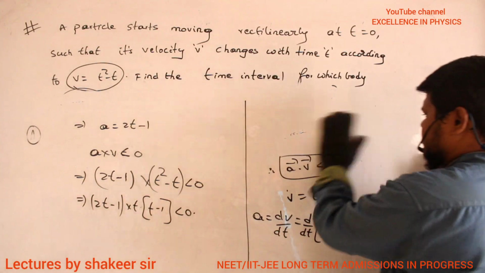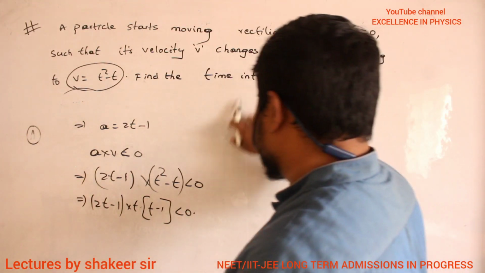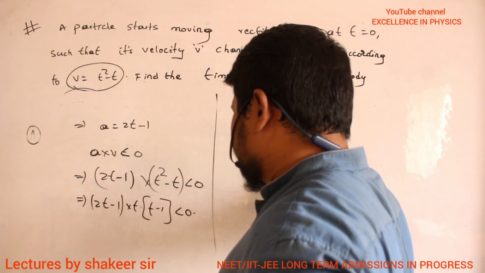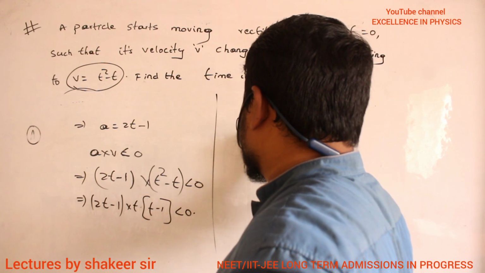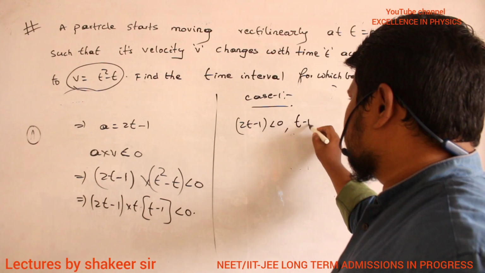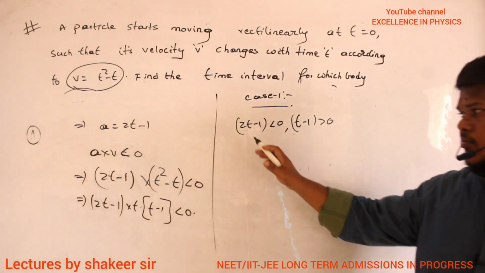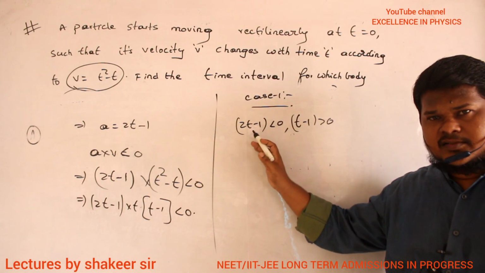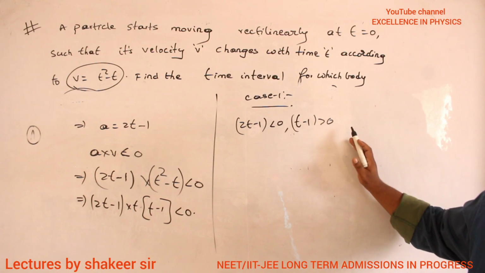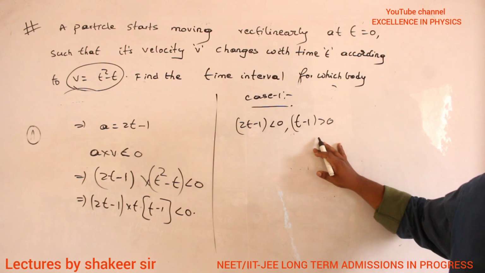So what are the two conditions which are possible for obtaining this condition? So I am writing case number 1. Clear? Case number 1 is 2t minus 1 should be less than 0 and t minus 1 should be greater than 0. This condition is possible, no? 2t minus 1 less than 0. Less than 0 means what? Negative. t minus 1 should be greater than 0. t minus 1 greater than 0 means what? It is positive. Clear?